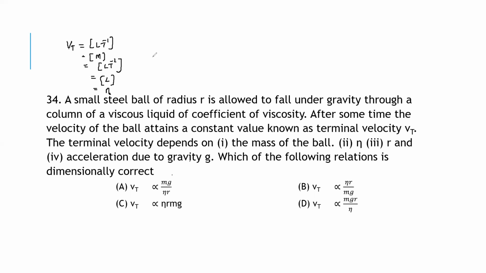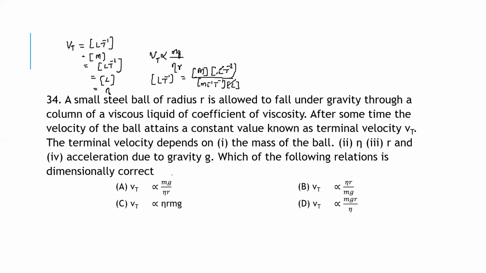Suppose if I take the first formula, that is Vt is proportional to mg divided by eta into r. So Vt is L t raised to minus 1. So this is equal to mass, it is m, acceleration due to gravity, it is L t raised to minus 2, divided by eta, it is m L raised to minus 1, t raised to minus 1, and L, that is for r.